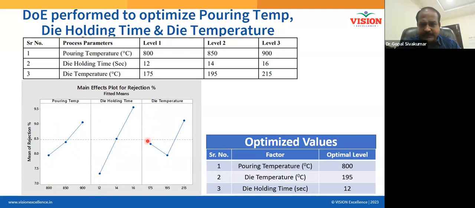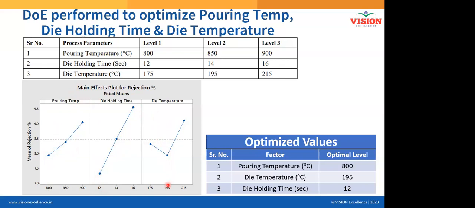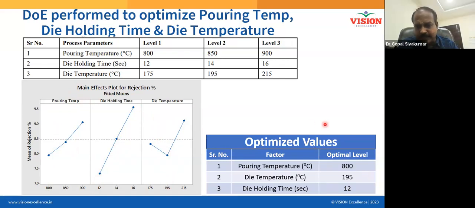And for the die temperature, the rejection rate is minimum when the die is maintained at a temperature of 195. So solutions are arrived at. I mean, optimum values are arrived at after DOE. DOE is a complex tool. You will be learning it during the 3rd week.